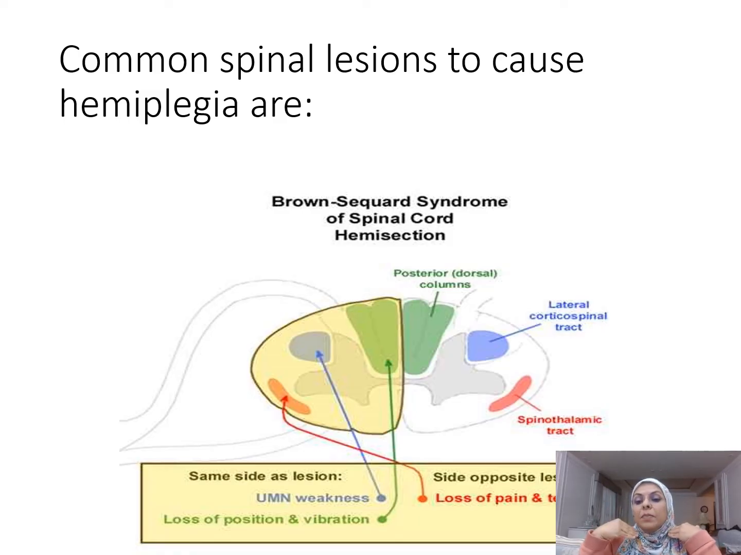But when it's at the spinal cord, already the crossing at the brainstem has occurred. So if I have a hemisection of the spinal cord due to injury or metastasis or compression, it will cause, below the level of the lesion, an ipsilateral hemiplegia.